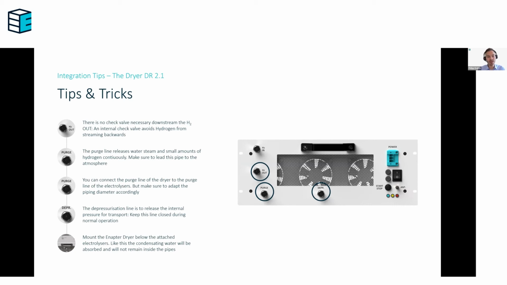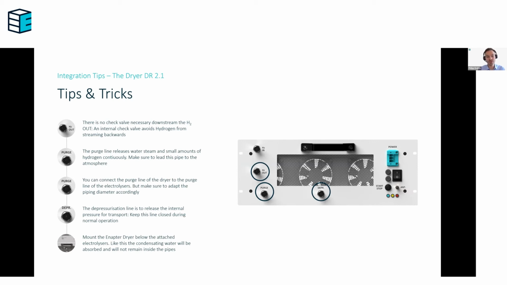The depressurization line, as I also said, you can open it before transport to make sure that the system is really depressurized. But during normal operation, please always keep it closed and make sure that there is no hydrogen escaping via this port.